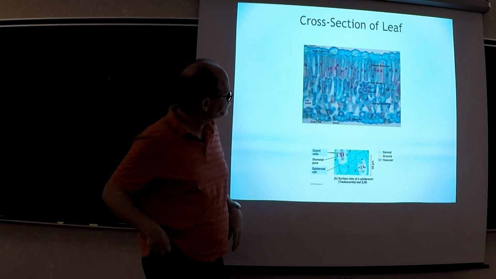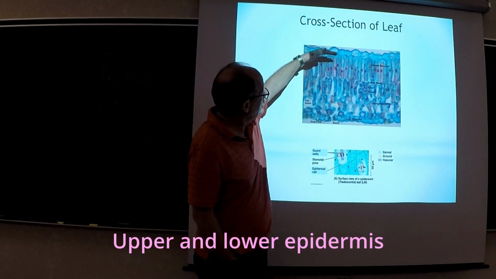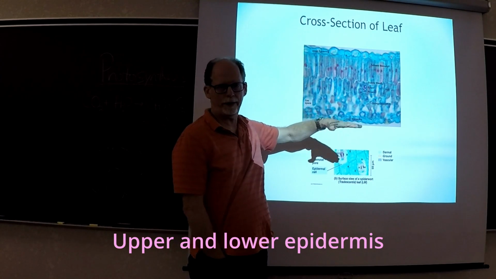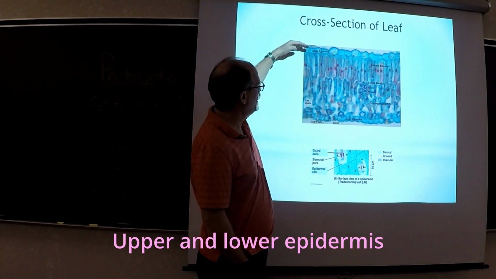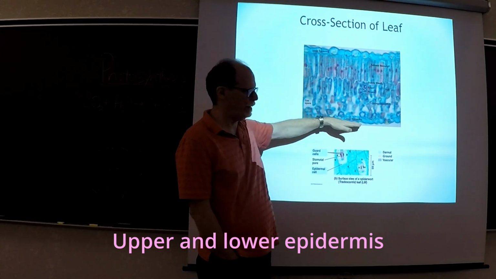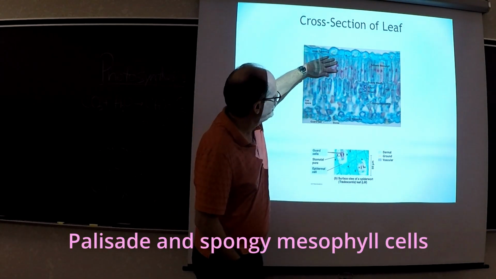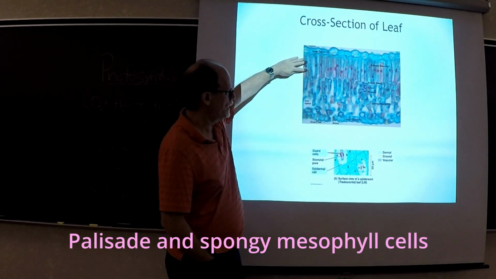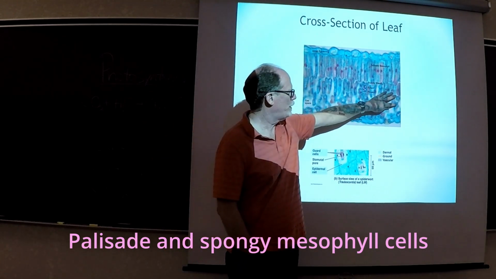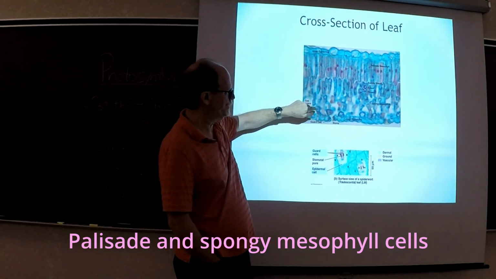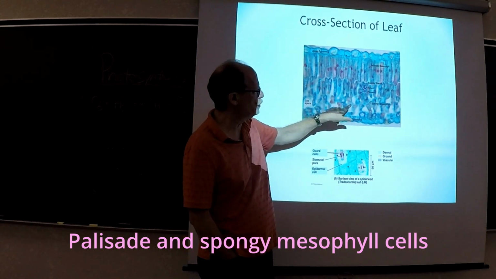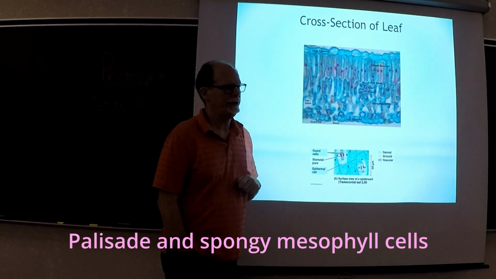So in a cross-section, this would be the top part of the leaf. This is the bottom. The top has the upper epidermis. The bottom has the lower epidermis. On the top of the leaf, you have palisade mesophyll cells, and then below them are the spongy mesophyll cells. There are actually air spaces in between those cells to help get the CO2.